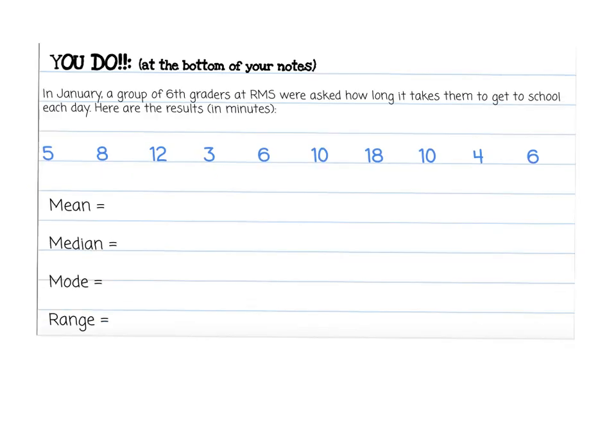All right, so per usual, this is the you do. Now you try using the information you've just learned. I want you to try to figure out the mean, median, mode, and range for the set of data given that represents, in January, a group of 6th graders at Rosemont Middle School were asked how long it takes them to get to school each day. So the results here were in minutes. I want you to figure out the measures of central tendency for how long it was taking these 6th graders to get to school, and you will upload these with your notes.